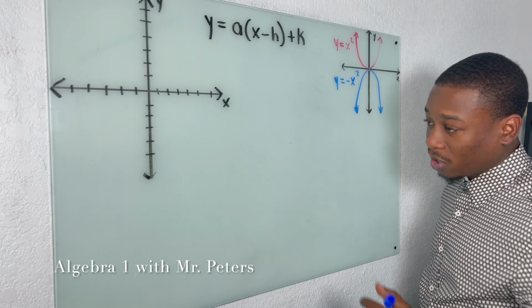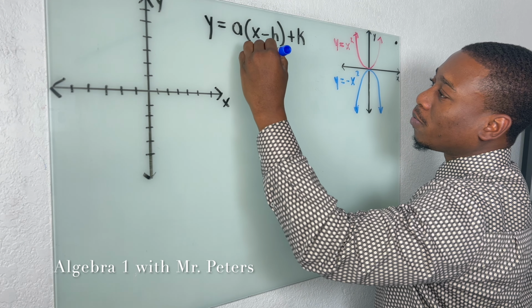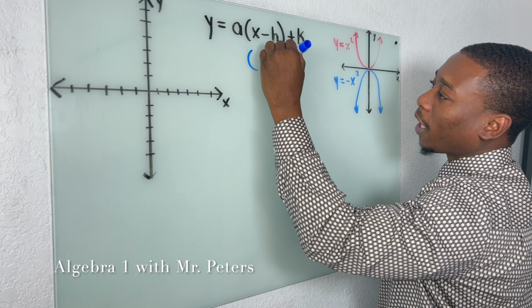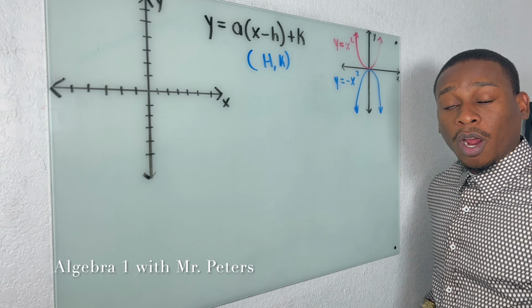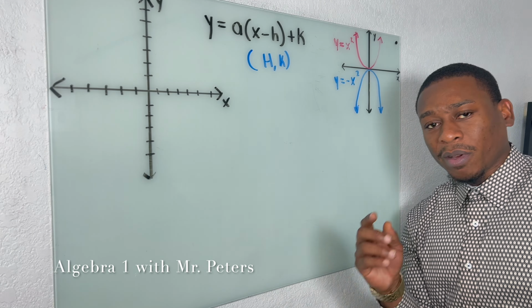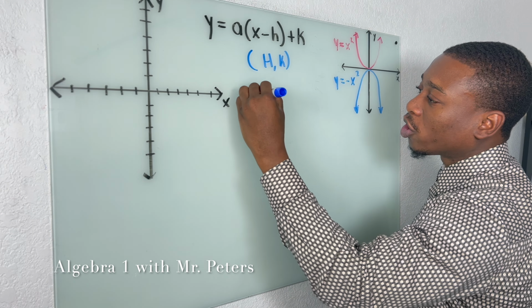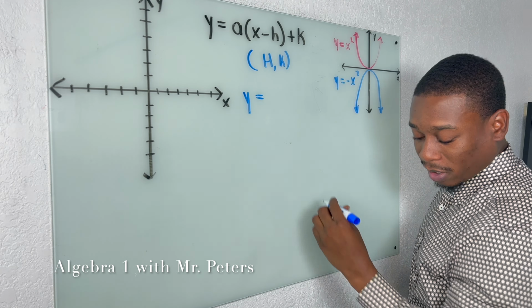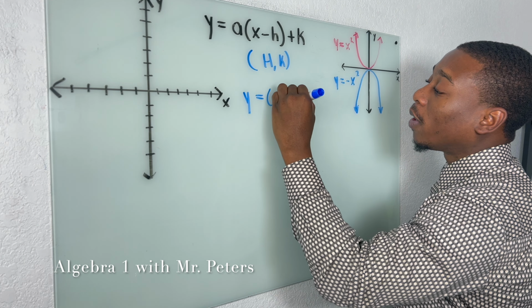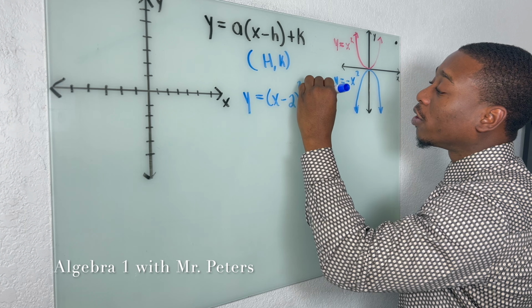Okay. So back to vertex form, we need to know that the first point that we plot is always going to be the vertex. And the vertex is going to be (h, k), whatever numbers those are. But there's a special trick to it, and I'm going to tell you guys that right now. So they want us to graph y is equal to (x minus 2) squared plus 3.